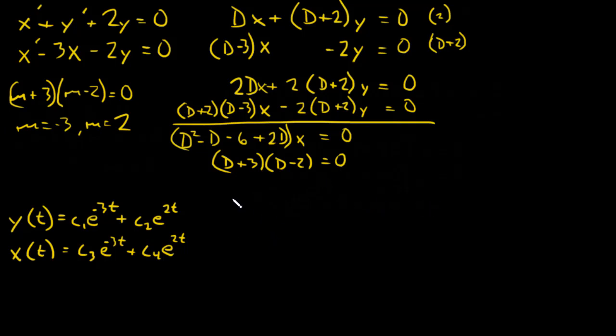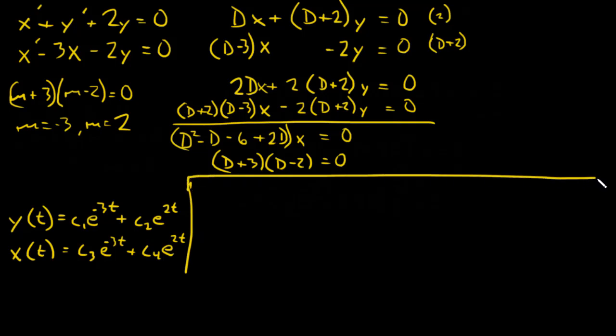So what I really need is for these guys to be in a different spot, but I think I can make it work. I just had to write a little bit smaller. Apologies if you were already having trouble seeing what I was writing. So here we go. I plug my x in. It's the derivative of x, so this is going to be negative 3 c3 e to the negative 3t plus 2 c4 e to the 2t. So that's the derivative of x.